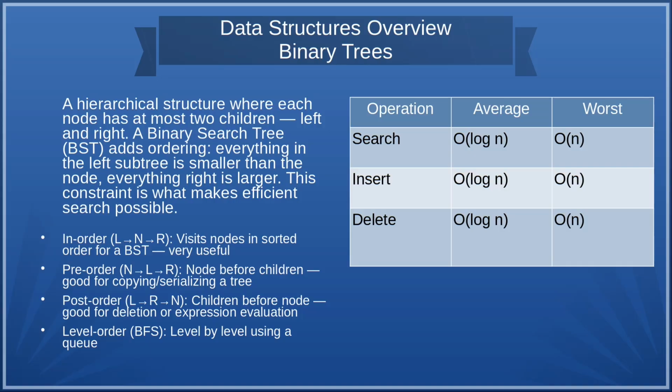Here we are now going through the very search efficient data trees, but they are very space complex. This is binary trees. They're a hierarchical structure where each node has at most two children, left and right. A binary search tree adds ordering. Everything in the left tree is smaller than the node, and everything on the right tree is larger. This constraint is what makes efficient search possible. So at the top, you'd have an in-between number. At the left, you'd have the smaller numbers, at the right, the larger numbers.